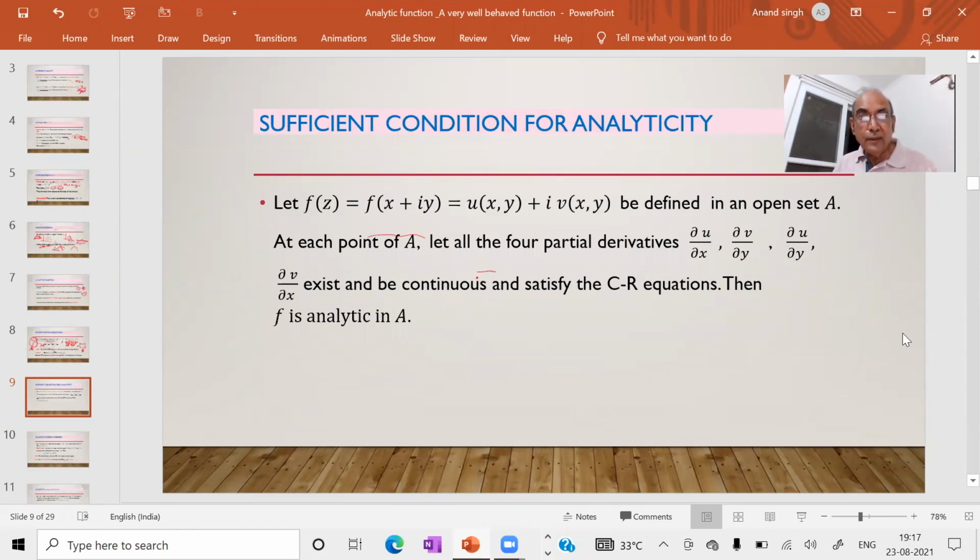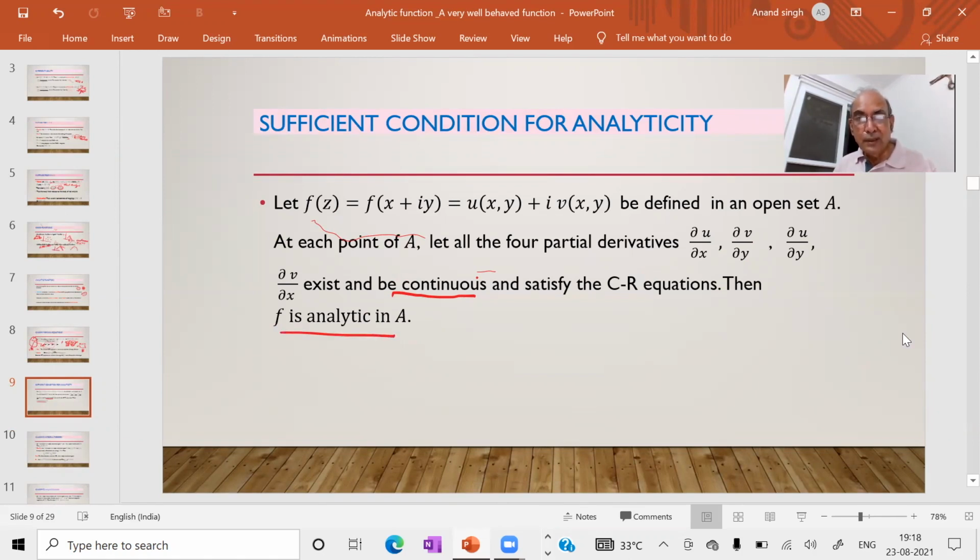So that's the theorem, the sufficient condition that you normally teach to the students. Let f of z equal to f of x plus iy, that is, u of x, y plus i v of x, y, be defined in an open set A. Then at each point of A, let all four partial derivatives exist and be continuous, and of course satisfy the CR equations. Then the function is well behaved, that is, analytic.